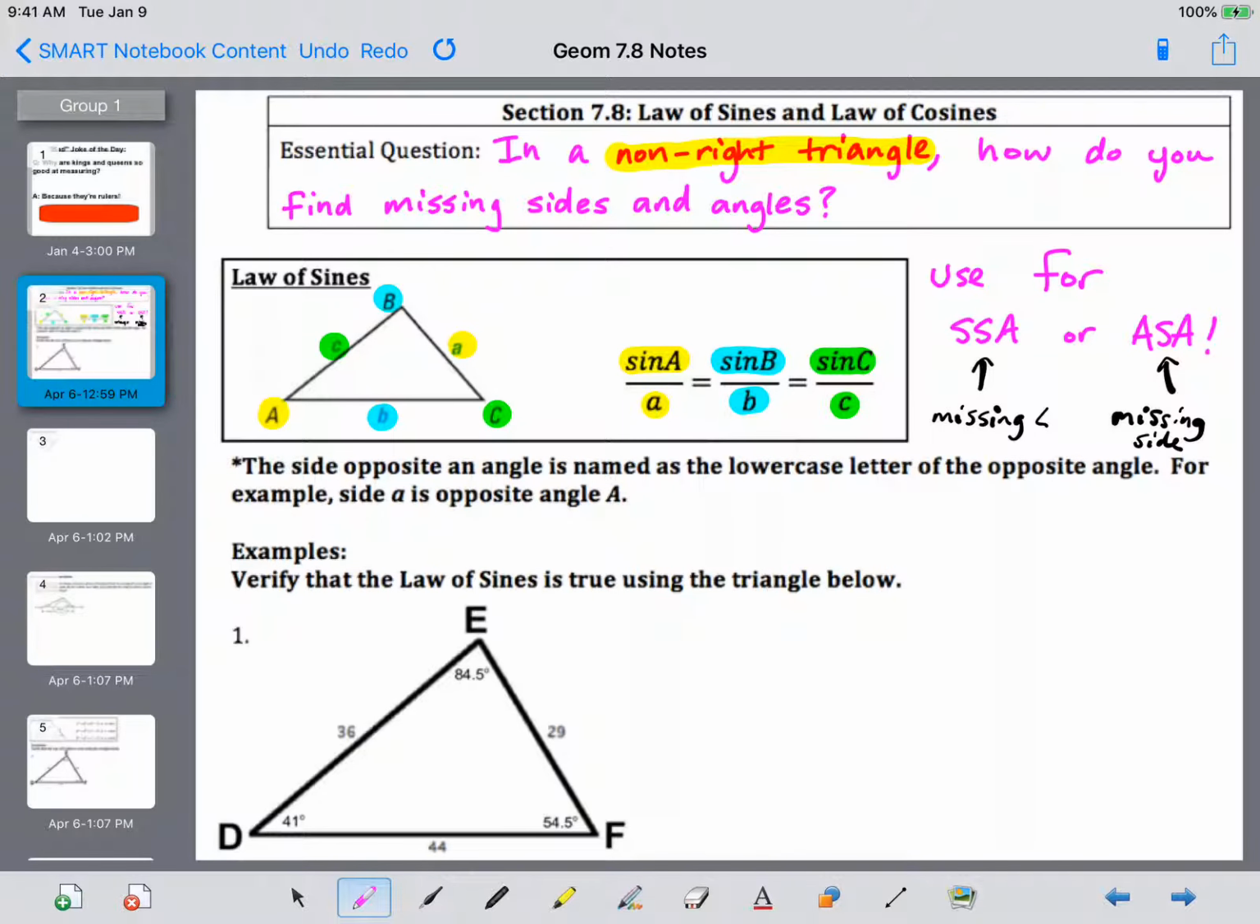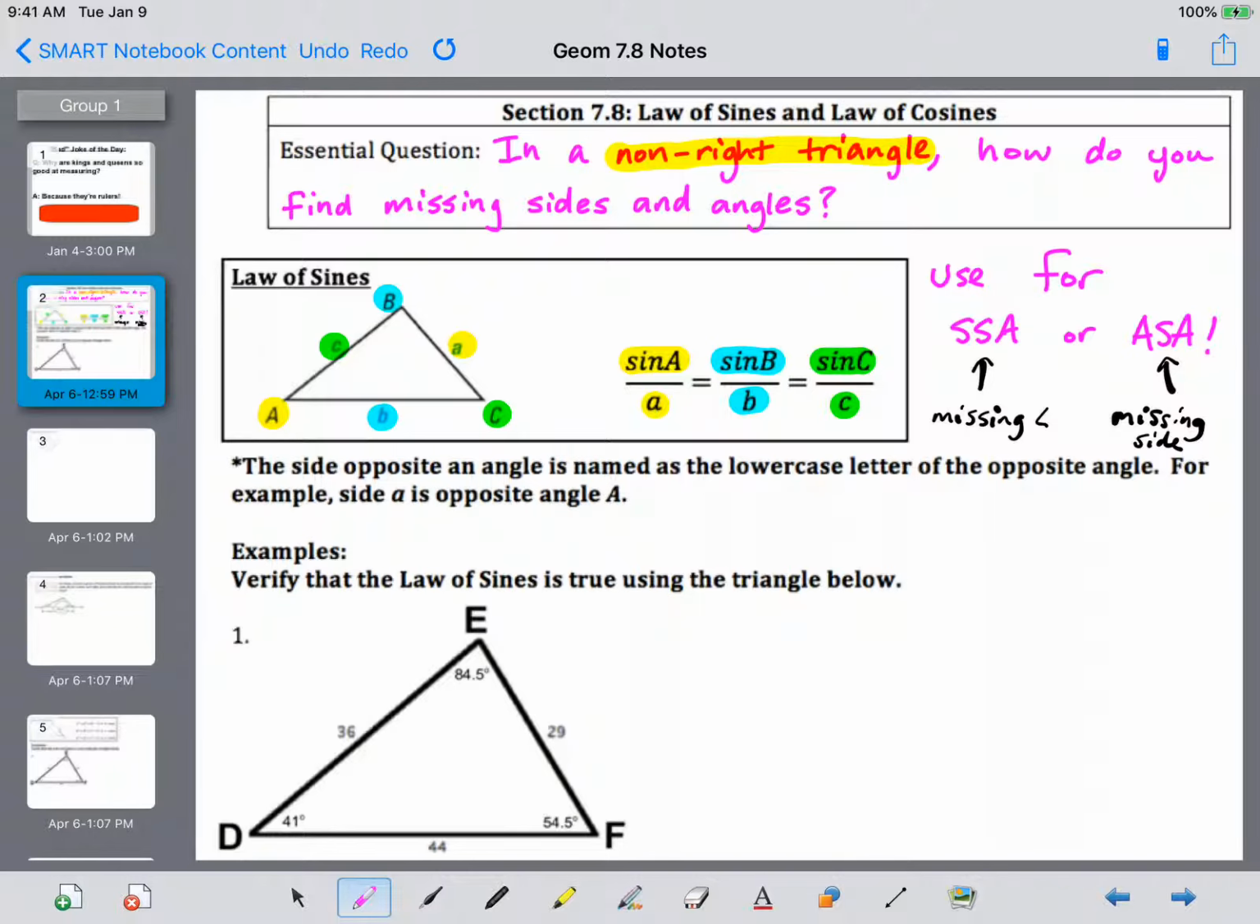Now when you set up this formula, typically you only use two of these, and then notice that we have a proportion here, and then we cross multiply to find our missing sides. So we'll get into how to use that to solve in a little bit here. But I just want to show you guys that this really does work. So using this triangle down below, we're going to verify that the law of sines is true using this triangle. So let's just take a look at some pairs.